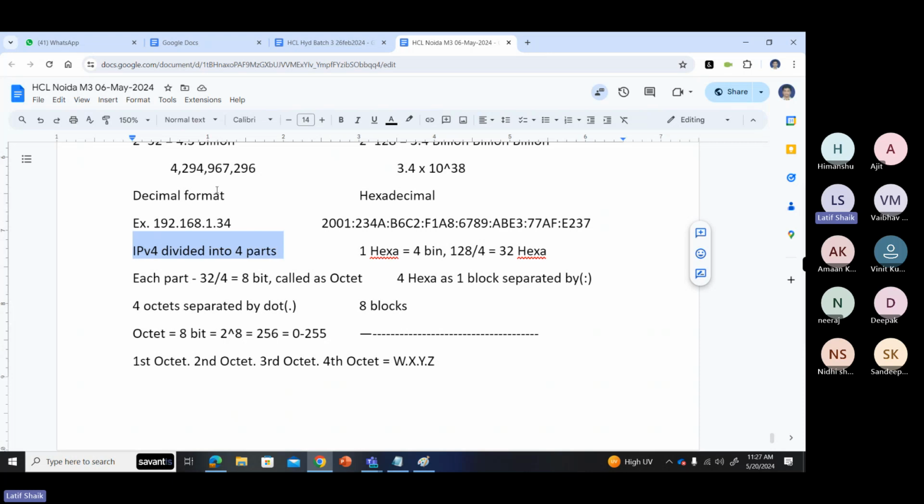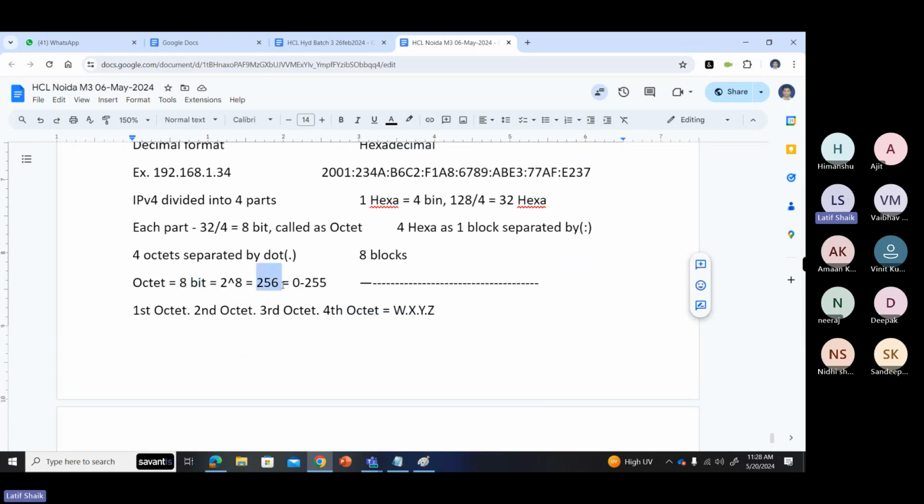IPv4 means the 32 bits are divided into 4 parts. Each part is 8 bits, and we call it an octet. Each 8 bits we call an octet. We have 4 octets separated by dots. Octet means 8 bits, 2 to the power of 8, which is 256, meaning 0 to 255.